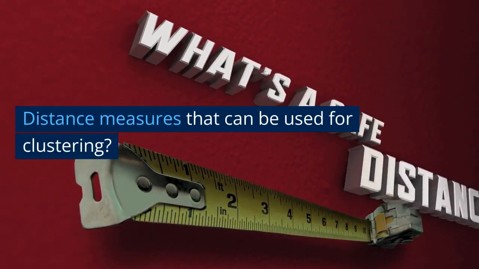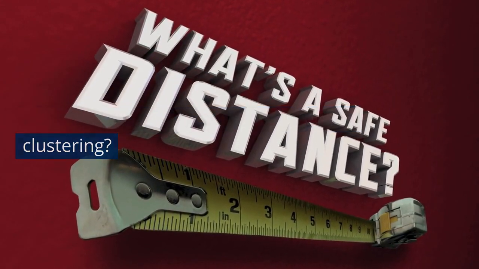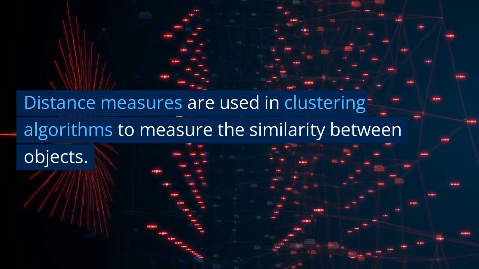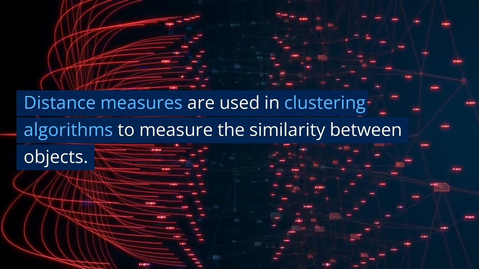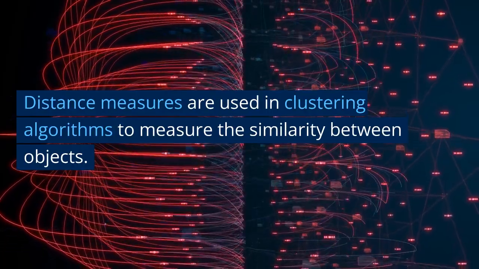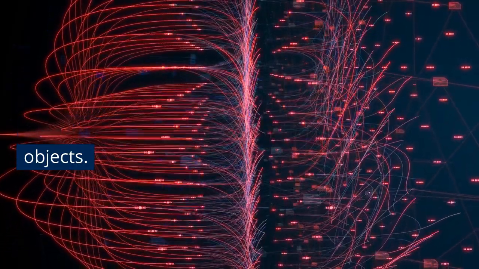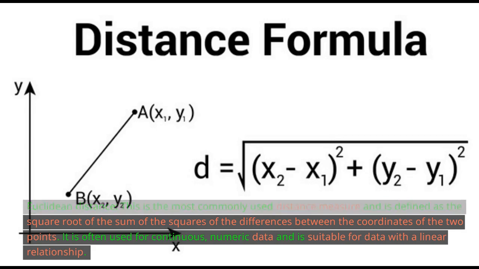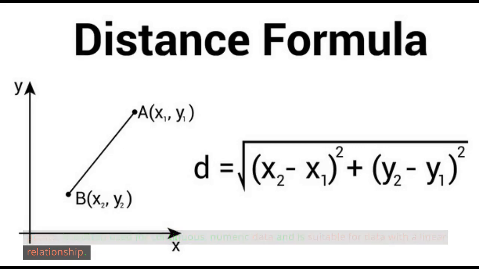What are the different distance measures that can be used for clustering? Distance measures are used in clustering algorithms to measure the similarity between objects. Like we saw in k-means clustering, Euclidean distance is used. Euclidean distance is the most commonly used distance measure and is defined as the square root of the sum of squares of the difference between the coordinates of the 2 points. It is often used for continuous numeric data and is suitable for data with linear relationship.